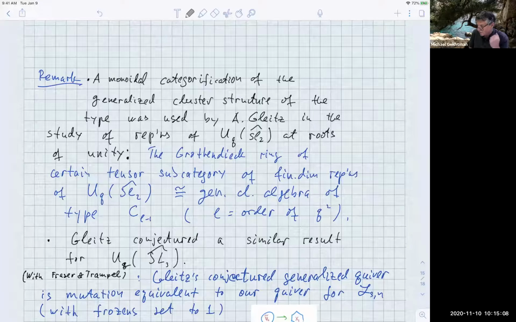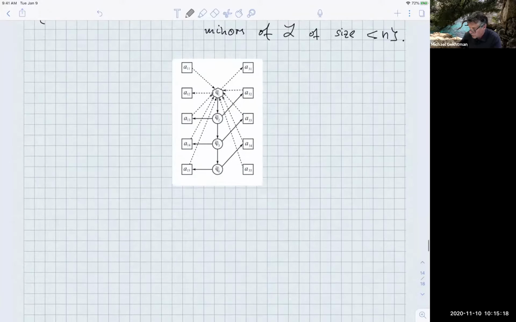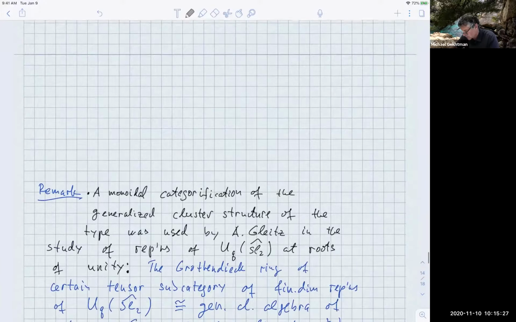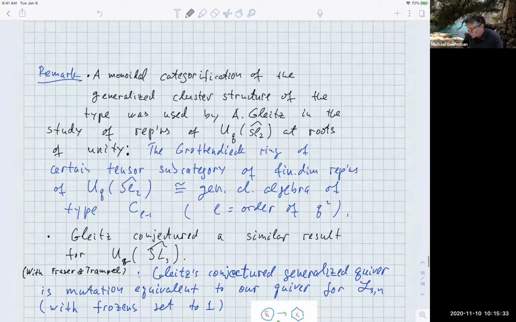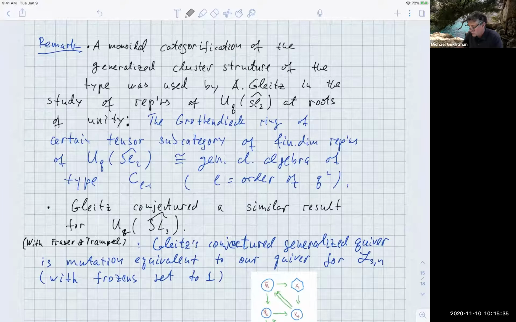Well, in that case, it was CL minus 1. They considered L to be roots of order of Q square in this case. So this very structure, where you ignore the frozen variables, so just consider this part, appears in the study of representation of UQSL2 hat at roots of unity. And what we observed, so Glide's conjectures that a similar result is true for UQSL3.